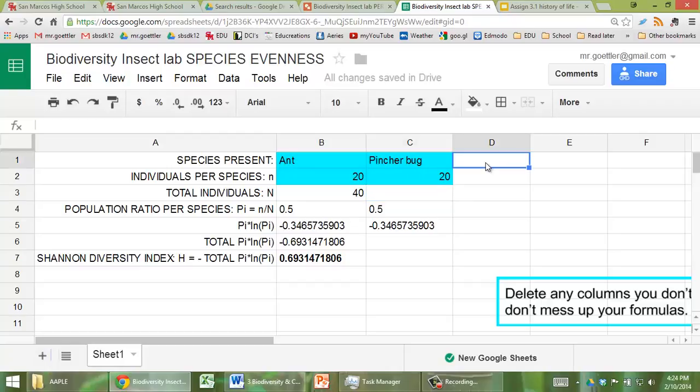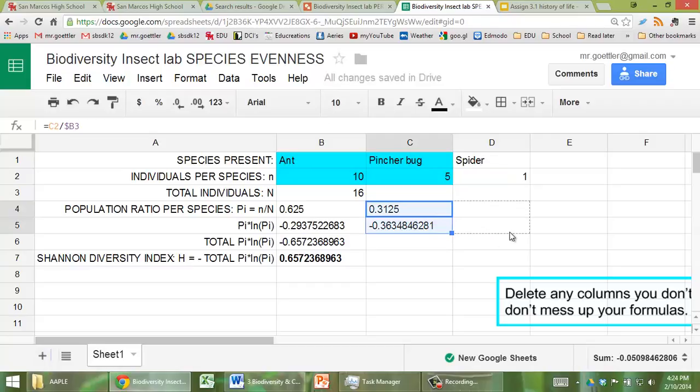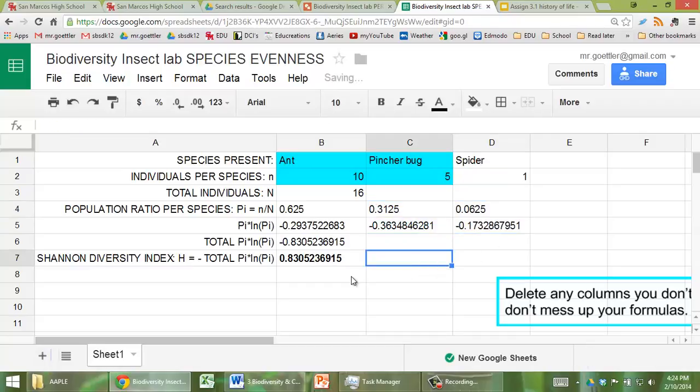If I bring in a third species, like spider, and let's put these numbers back to something reasonable, 10, 5, and 1 spider. Now I'm going to copy and paste these formulas over to that, and now we can see that with the introduction of that spider, we get a little bit greater diversity. It was 0.69, now it's 0.83.